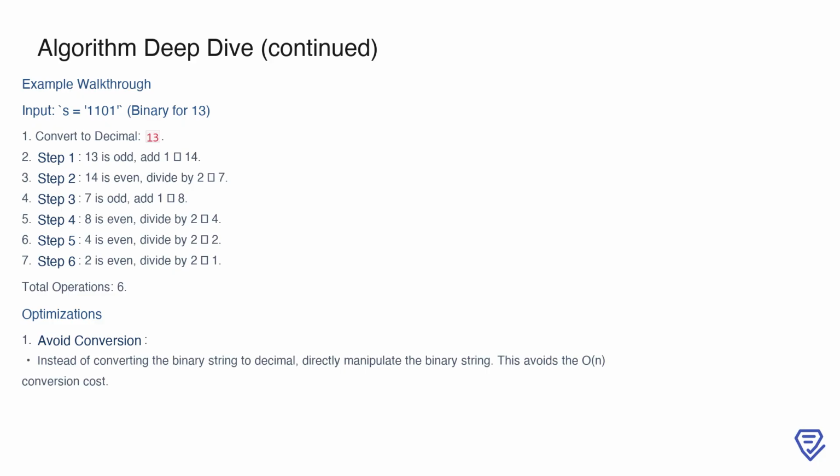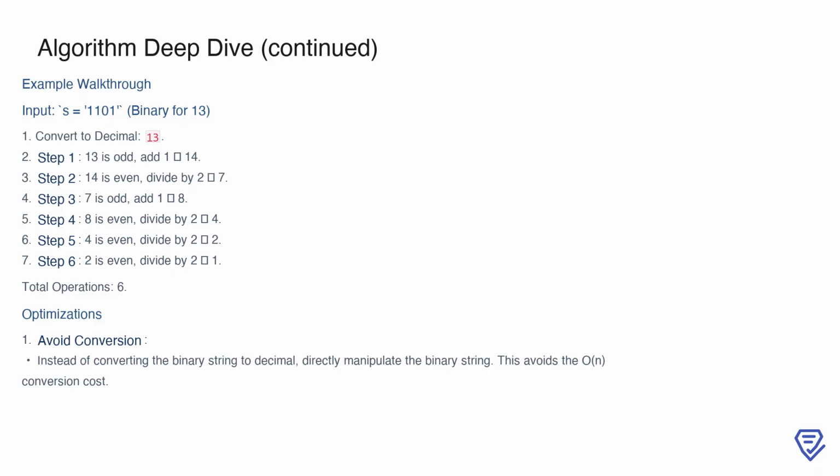Next, 7 is odd, so we add 1 again to get 8. Then, 8 is even, so we divide by 2 to get 4. Dividing 4 by 2 results in 2, and finally, dividing 2 by 2 gives us 1. This sequence takes a total of 6 operations. This example demonstrates how the algorithm systematically reduces the number using the specified operations.